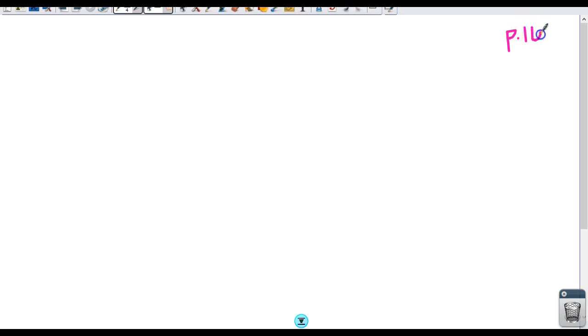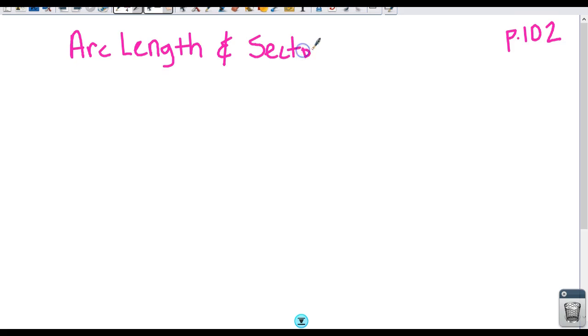Page 102. I'm going to teach in slow motion today. All right, so you're going to title this arc length. I guess that's good. It slows me down. Length. Wow. And sector area. And it's also going to look like a second grader wrote this. So, arc length and sector area.